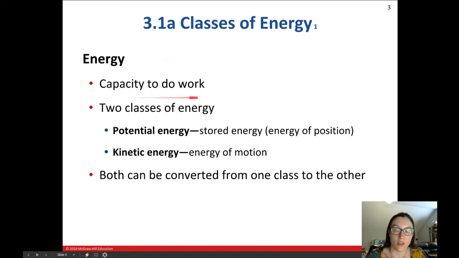Energy is the capacity to do work, and we kind of have two types: potential energy, which is stored energy or the energy of position, and kinetic energy, which is the energy of motion, and they can be converted back and forth from one class to the other. So potential energy, if you think about pulling a bow back and holding the bowstring like that, that's potential energy, right? This is position, and then when you let it go and it twangs forward, then it's going to be kinetic energy, or the energy of motion.